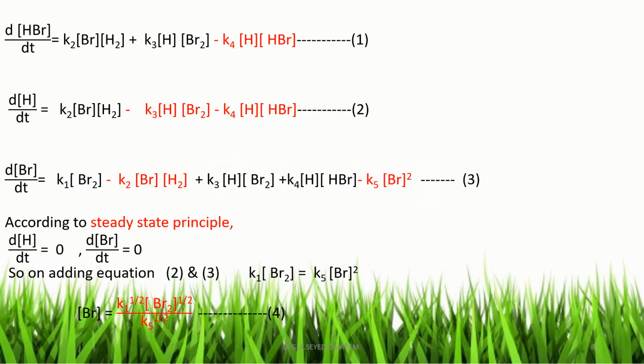So now, according to the steady state principle, the net rate of formation of the intermediates hydrogen and bromine is equal to 0. That is, d[H]/dt is equal to 0, and d[Br]/dt is equal to 0.